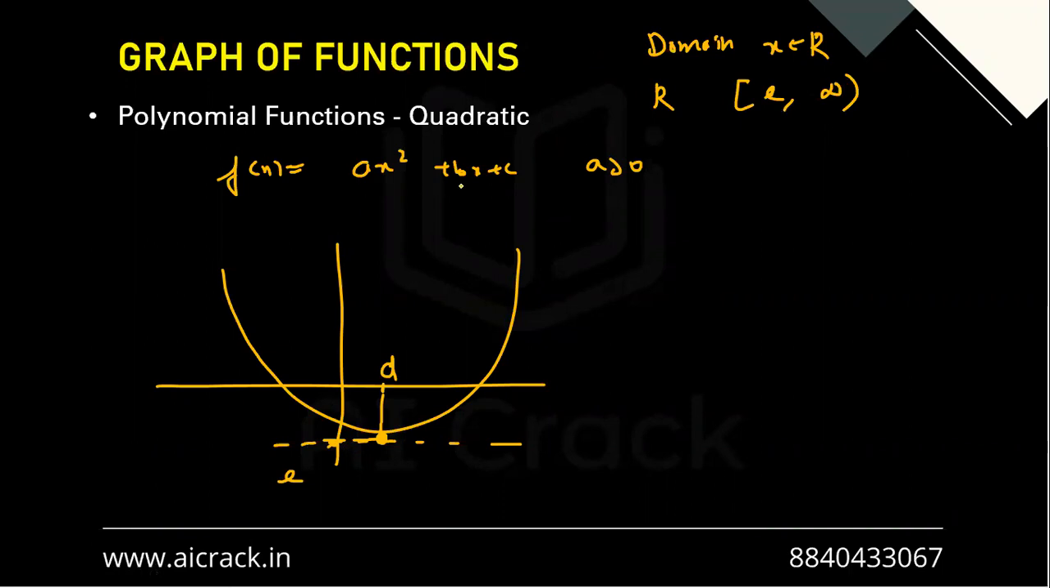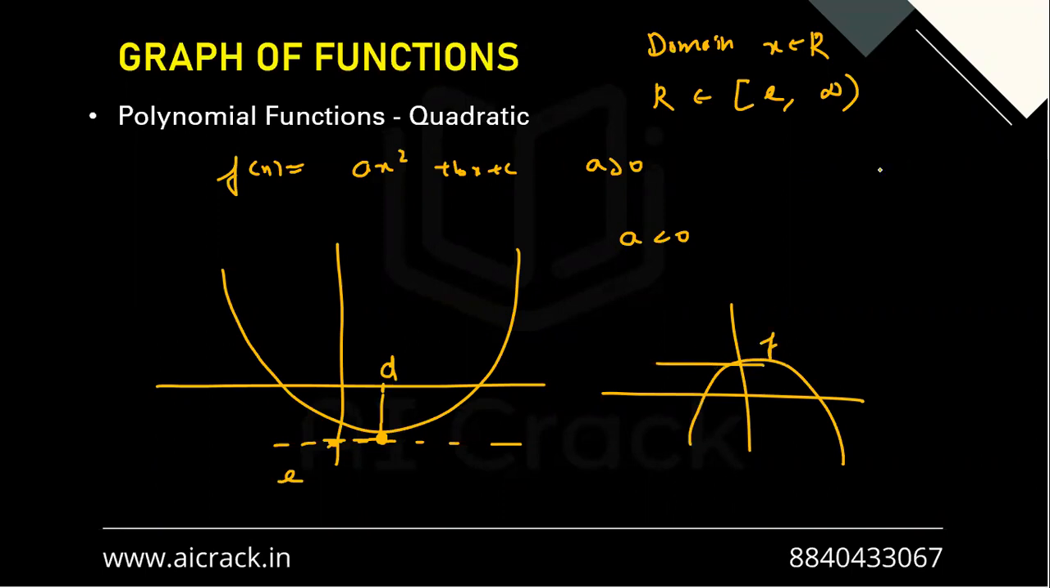If we put x equals to infinity over here, then we'll get f(x) equals to infinity, right? So the upper end of range is infinity, and the lower end is e, for x equals to d. This is only for the case where a is greater than 0. In case a is less than 0, we'll have a curve like this. In that case, let's say this is f. Range would be minus infinity to f, right?